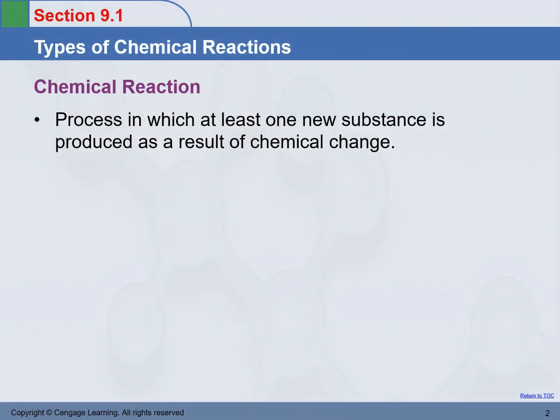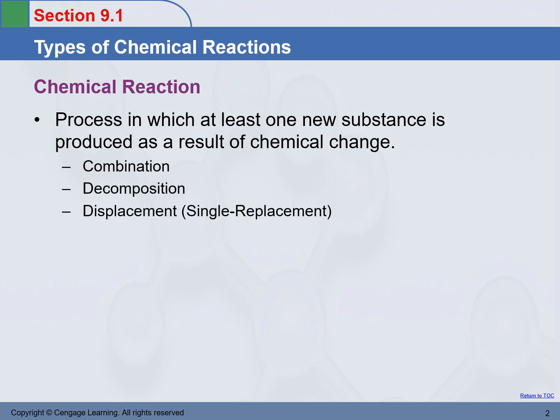A chemical reaction is a process in which at least one new substance is produced as a result of chemical change. There are actually 5 categories of chemical reactions when you look at what's going on between the reactants. We have combination reaction, decomposition reaction, displacement reaction, also called single replacement reaction, exchange reaction, also called double replacement reaction, and combustion.